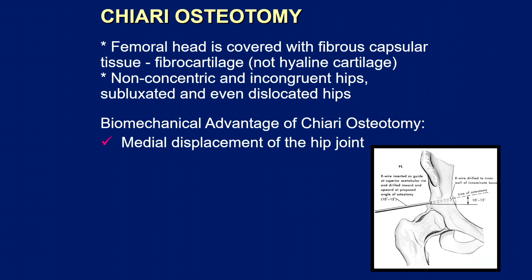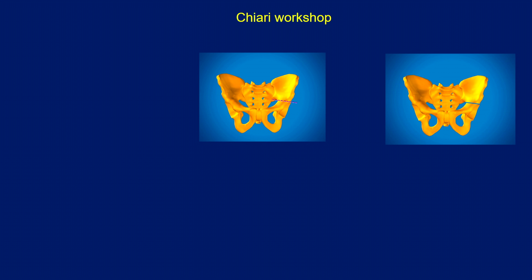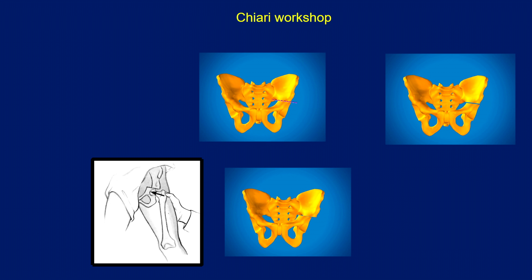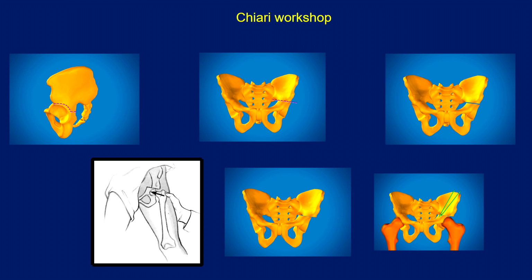I will finish with the Chiari, an excellent procedure. However, technically, you have to follow very minute details. Your cut has to be 10 to 15 degrees, just over the acetabulum. There is a high Chiari, there is a low Chiari, but the principle is this. And in the workshop, that's your cut. That's the complete cut. You medialize the hip by pushing it inside. And that's how it looks after this. And then you fix it with two threaded K-wires.